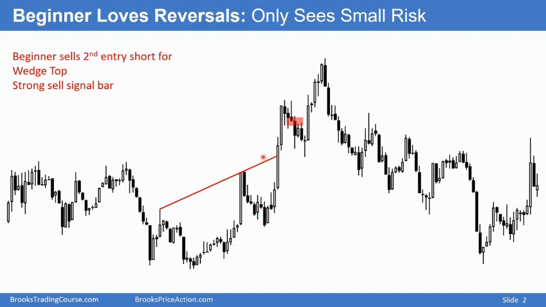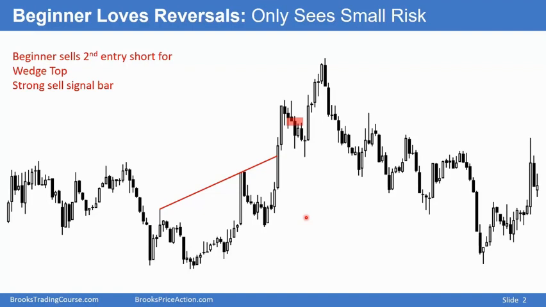Here we have a very strong bull breakout, and the beginner thinks, okay, second entry short, here's a first entry, here's a second entry. Maybe this is really part of a trading range. If I sell below this bar, my stop is right here. I'm not risking much, and I might make a reward all the way down to here, far greater than the risk.